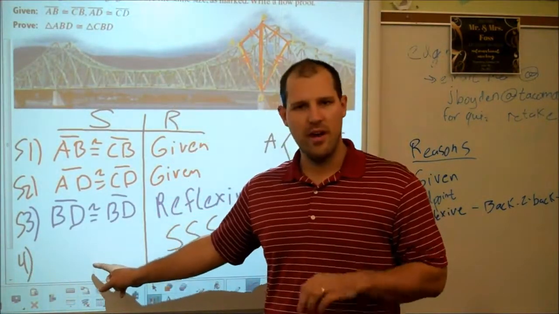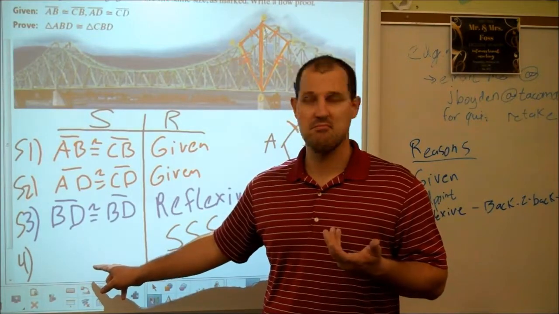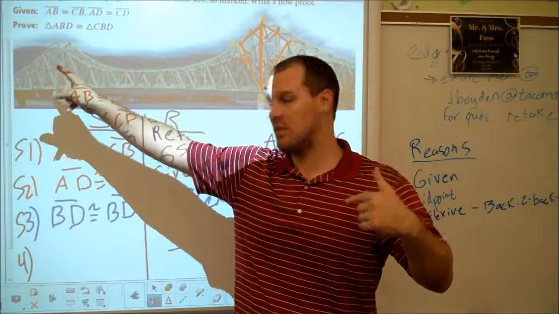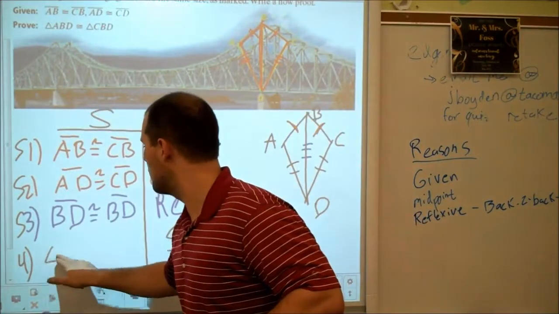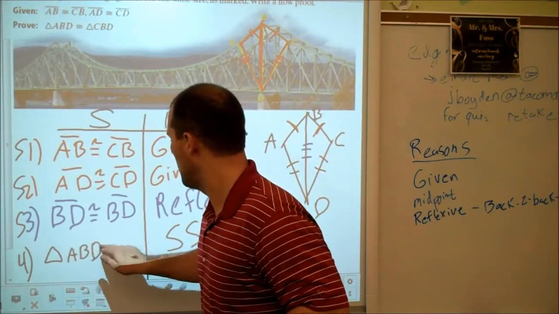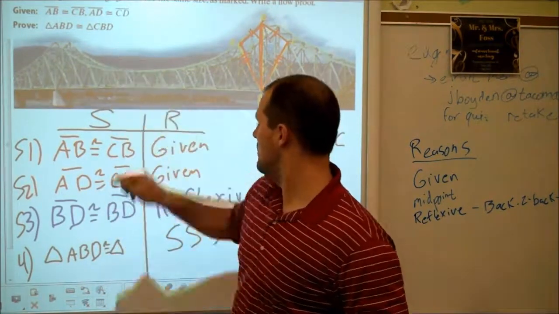Do you remember what I'm going to write here on the left side? I need the prove statement. So I don't have to come up with something new. I'm copying in what they said. So triangle ABD congruent to triangle CBD.